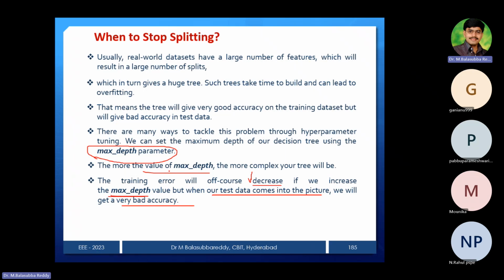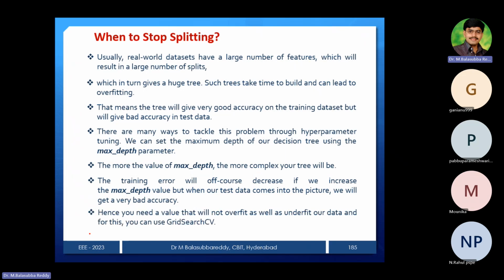So that is the reason I'm saying the maximum depth value should be small. If it is larger, the tree becomes more complex, because we are splitting up to the leaf nodes. The goal is to neither overfit nor underfit our data. For this, you can use the grid search method. We have to use it.